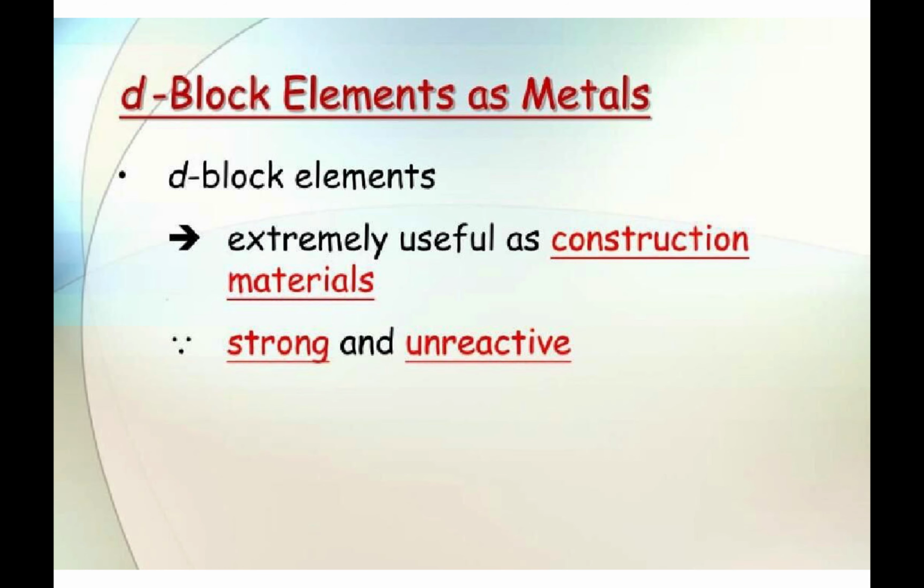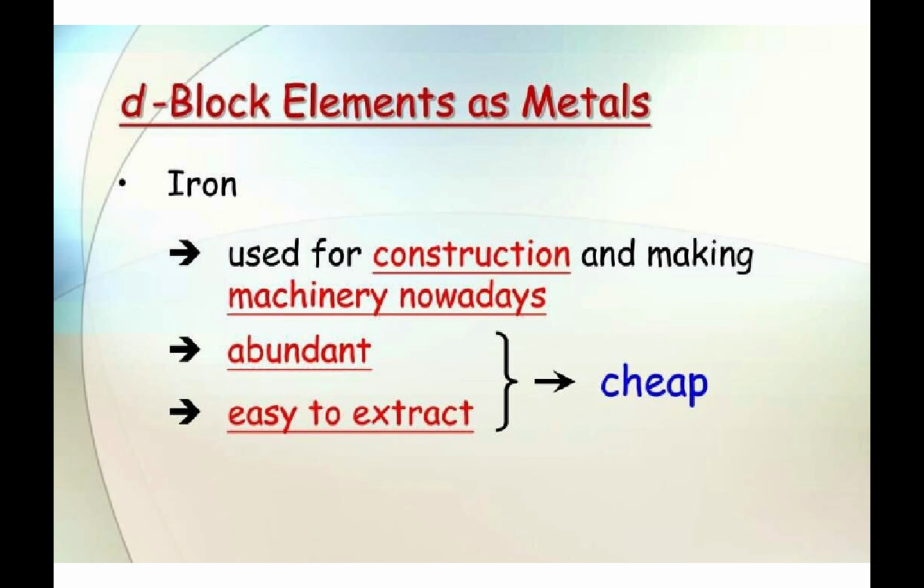They are very useful in construction purposes, because they are strong and unreactive. They are not that much reactive. That is the main reason why they are useful for construction. If you look at the case of iron, which also belongs to the D block, it is mainly used for construction and making machinery nowadays. There is a wide range of uses for iron. It occurs very abundantly in nature and is very easy to extract, and most of all it is very cheap. That is why it is widely used for all the construction and machinery work.